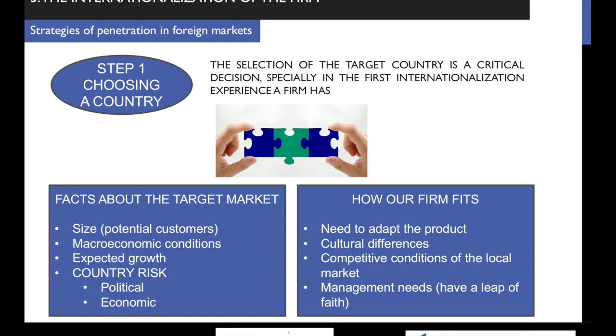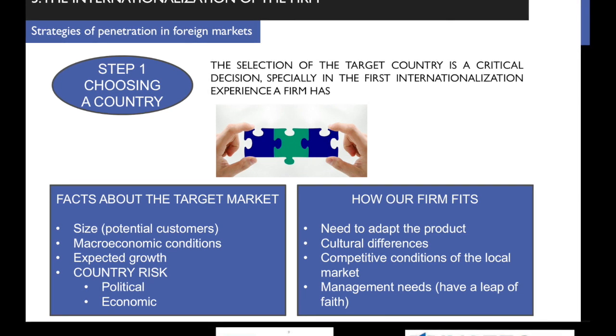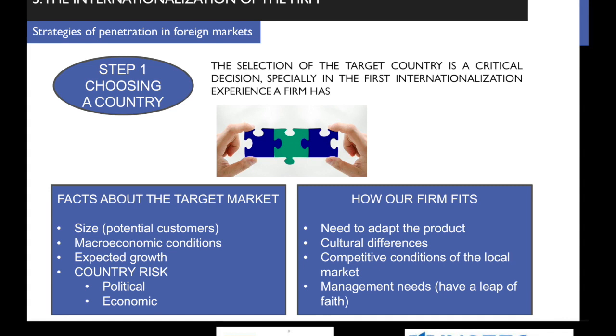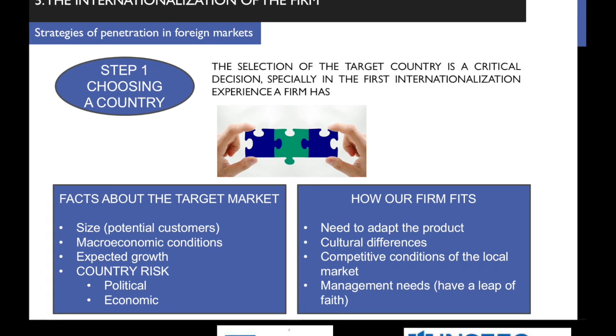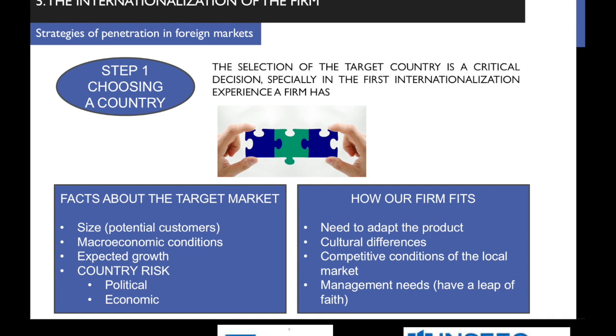Okay, what else? The macroeconomic conditions of the country. This is obvious, and I don't think there's much to be explained. The expected growth of the markets, the potential of that market, because it's not the potential customers today, but the potential customers in a given number of years, and so on. Finally, the country risk, the risk that the country is creating.